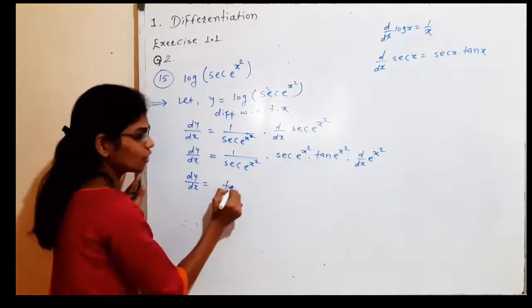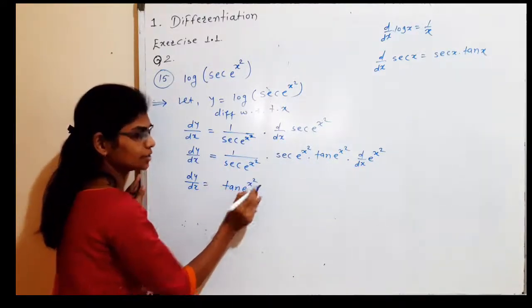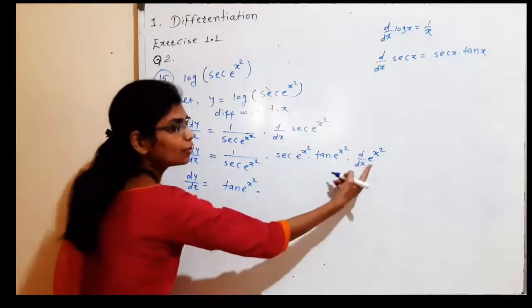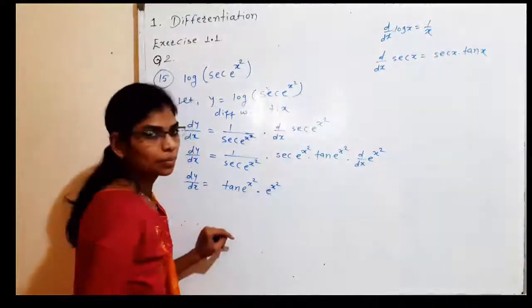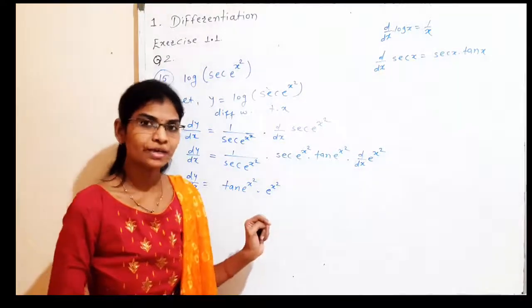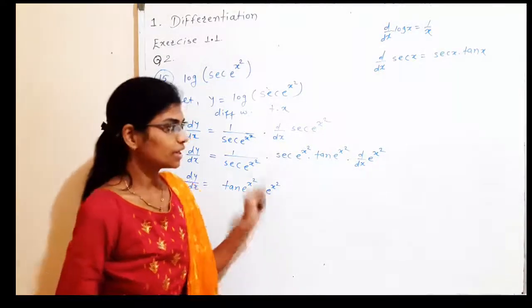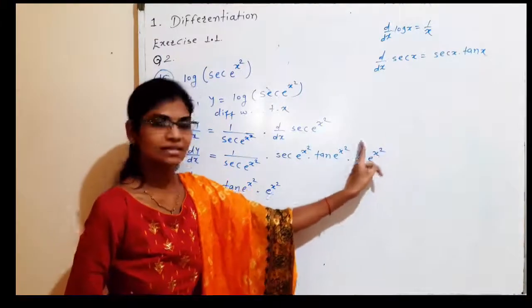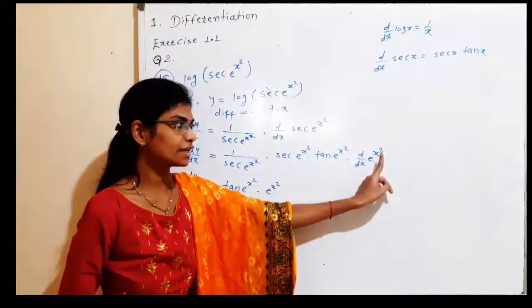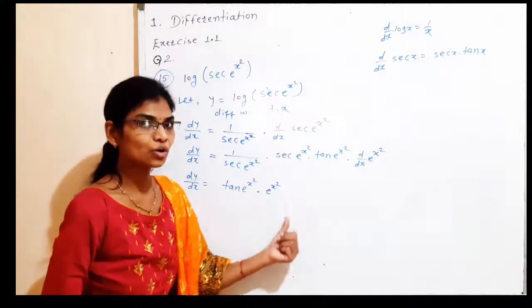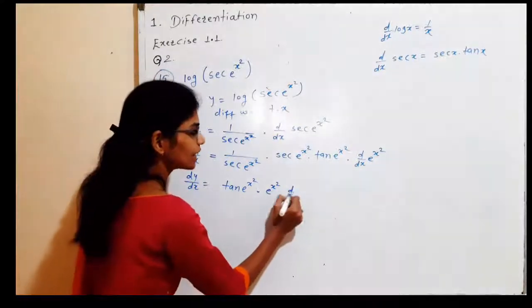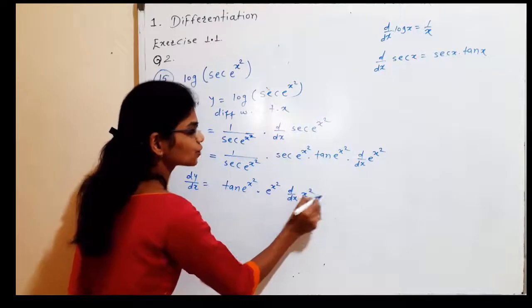So only tan of e raised to x square has remained, multiplied by the derivative of e raised to x square, which is e raised to x square. Because we know that the derivative of e raised to x is e raised to x. But here the value of x we consider as x square. So the derivative of e raised to x square is e raised to x square. But here again we have to take the derivative for that index, it means the derivative for x square.